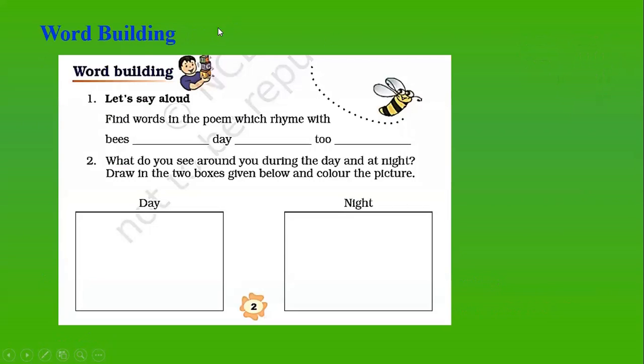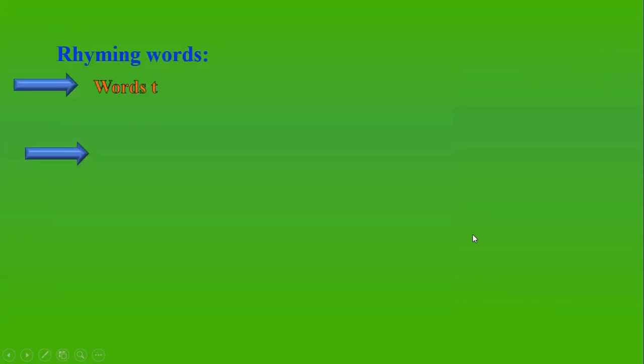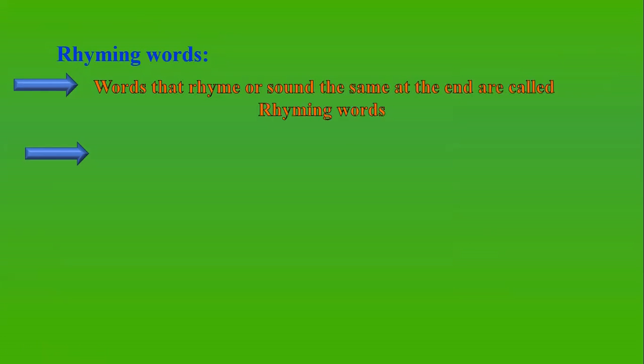Moving further, we have word building. Let's say aloud. Find words in the poem which rhyme with bees, day, two. Now, before we start this exercise, I would like to explain what rhyming words are. Okay? So this is the definition of rhyming words, children. Rhyming words are words that rhyme or sound the same at the end.